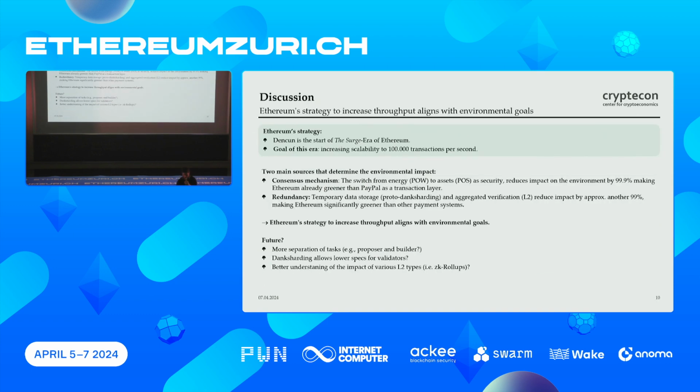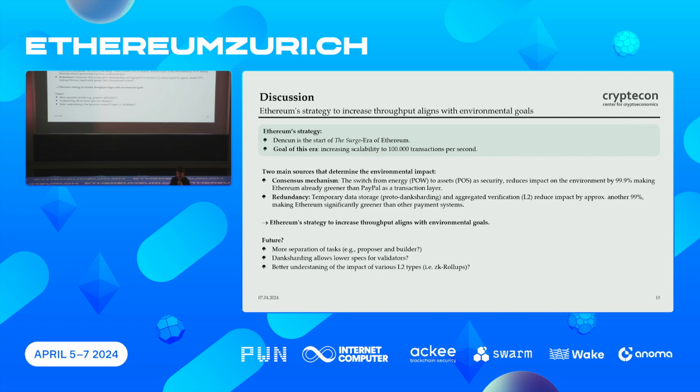So, coming to the discussion, let's look at Ethereum's strategy. The Dencun upgrade is basically the start of the surge of Ethereum, and the goal of Ethereum is to increase the scalability to 100,000 transactions per second. So Ethereum's strategy is to increase the scalability.